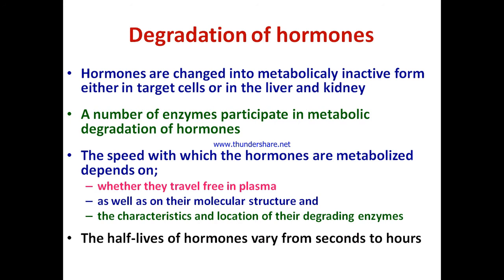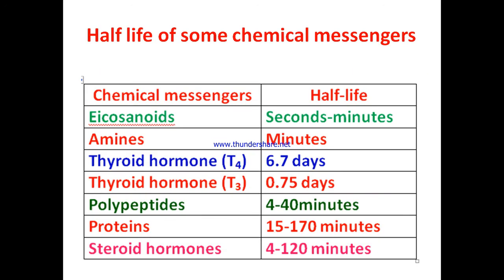The half-life of hormones varies from seconds to hours. Half-life is the time required for the hormone to be degraded to half the quantity. So it varies from seconds to hours, and in the next table we will see the half-life of certain chemicals. Eicosanoids, the half-life is seconds to minutes. Amines, minutes. Thyroid hormone T4 has a half-life of 6.7 days, whereas the other thyroid hormone T3 has a half-life of only 0.75 days, around 16 hours.